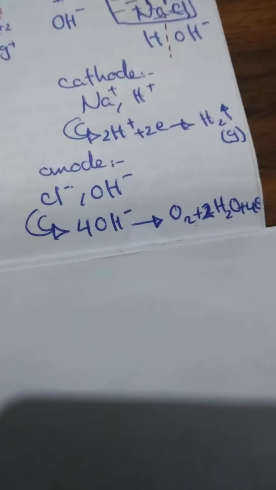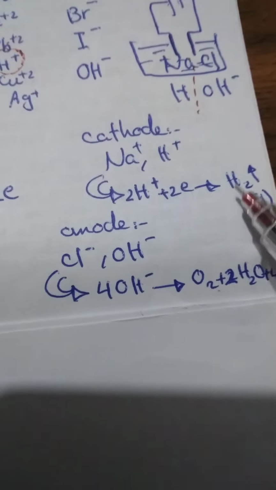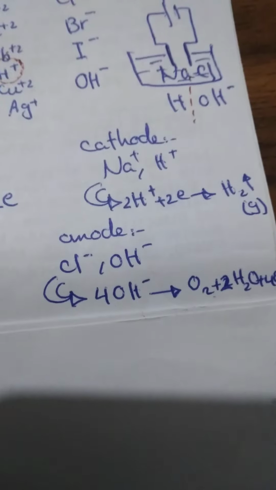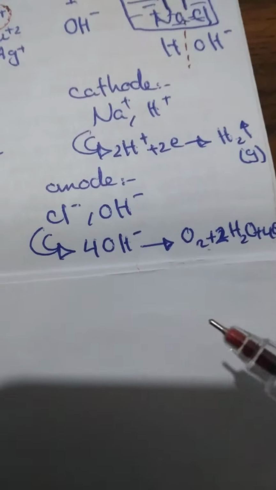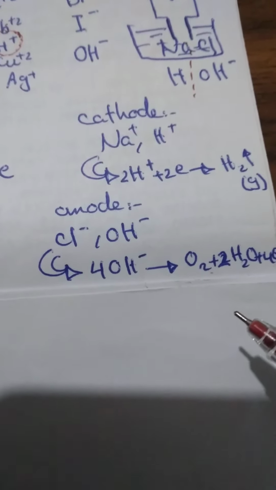Once again, back to check our products from the electrolysis of a dilute solution of sodium chloride. We have hydrogen gas at the cathode, which is a colorless gas that burns with a pop sound, and we have oxygen gas at the anode, which is a colorless gas that can relight a glowing splint.